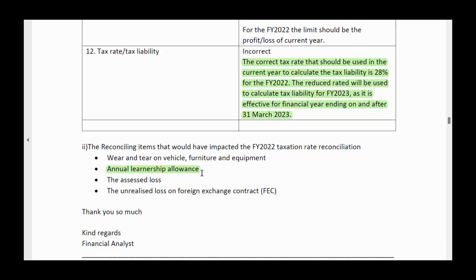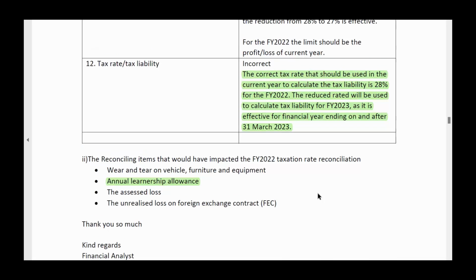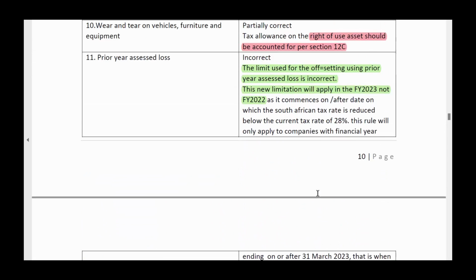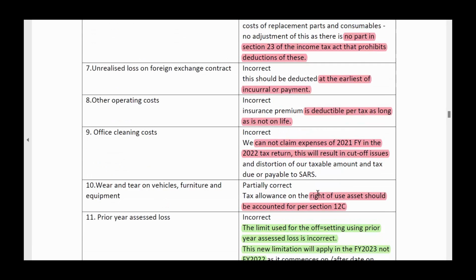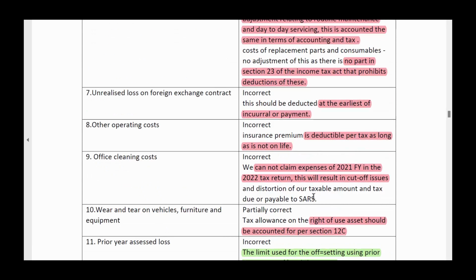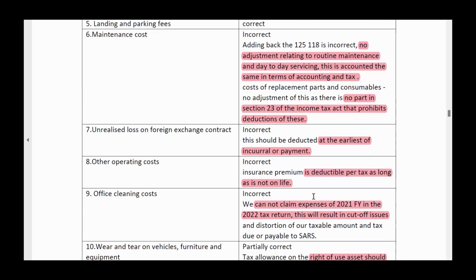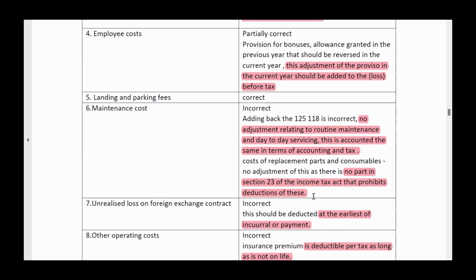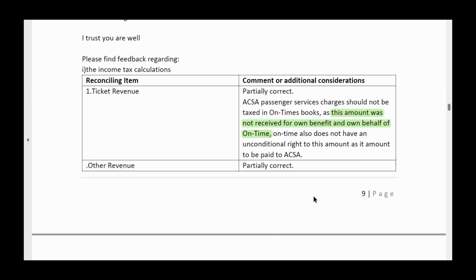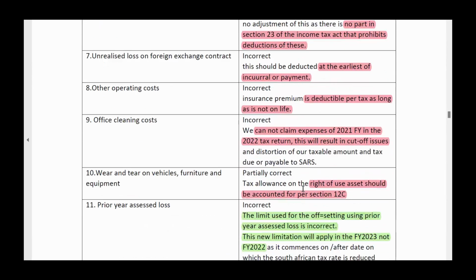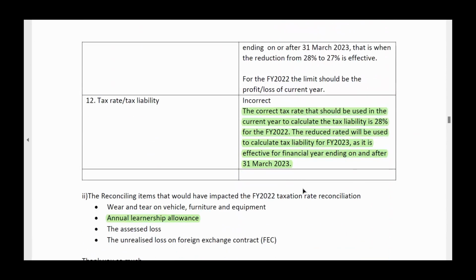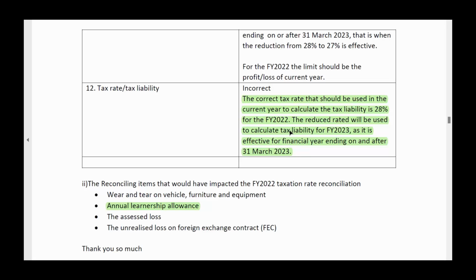So if we look at the candidate's answers in total, we can see that there are few of the issues that they correctly addressed. In most cases, they failed to actually illustrate the tax principle that would lead to the correct treatment of that line item. In some cases, they leaned more towards the accounting principles. So aside from the ticket revenue, the assessed loss, and the tax rate recon item of annual learnership, as well as the tax rate reduction, there really isn't much else that they correctly dealt with. And this candidate would therefore be considered to have limited competence.